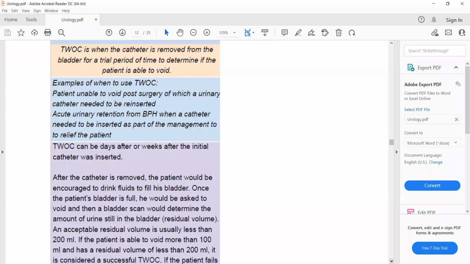A trial without catheter can be tried. What are the examples of when to use a trial without catheter? One example we have discussed is that a trial without catheter is done in case of BPH. And the second example in which a trial without catheter can be tried is post-operatively.